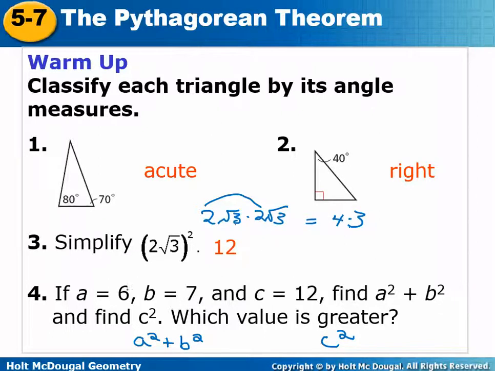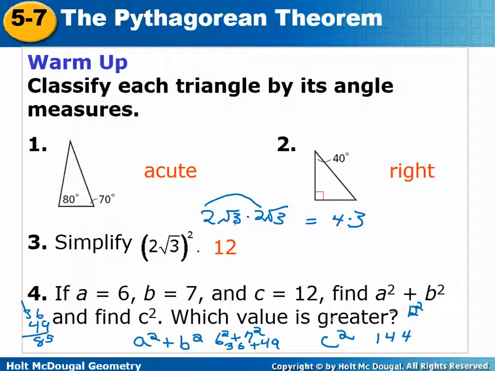Now in number 4 it says if a equals 6, b equals 7, and c equals 12, find a squared plus b squared, and also find c squared. So if we take a squared, we'd get 6 squared. If we take b squared, we'd get 7 squared. So we'd have 36 plus 49, which is 85. And if we take c squared, that's 12 squared, that's 144.